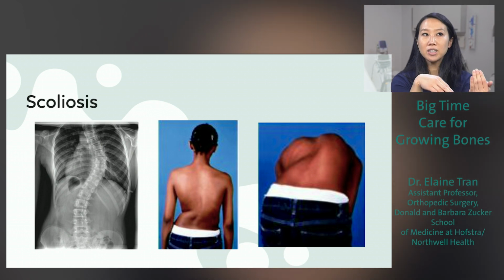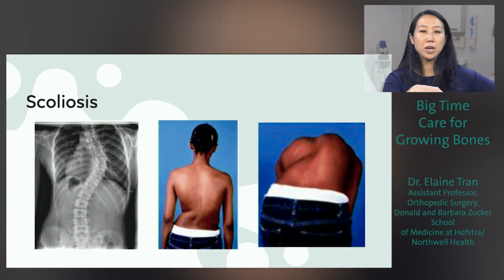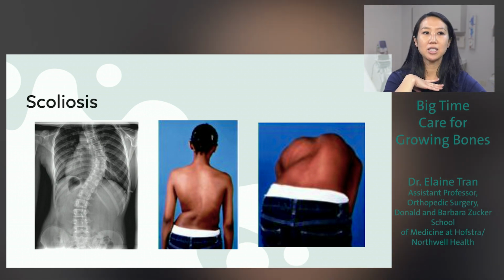Similarly, if the curve is lower in the back, we call it the lumbar spine. So the thoracic spine is the part that's in your rib cage. Cervical is in the neck. Again, thoracic in the rib cage. And then lumbar is below that.